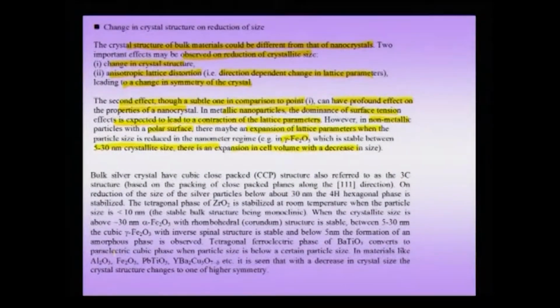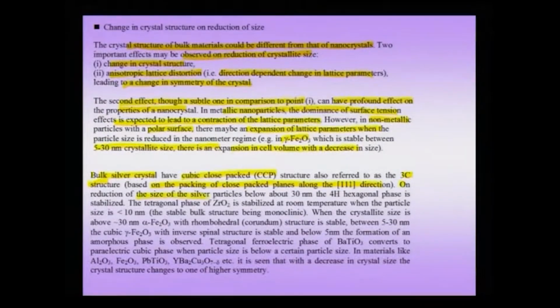Other interesting examples of change in crystal structure are the case of silver. Silver, as you know, is a cubic close packed crystal having an FCC lattice, and typically it has a 3C stacking structure. That means there is stacking of 1-1-1 planes along the 1-1-1 direction, and each one of these planes has hexagonal symmetry, but the overall symmetry along the 1-1-1 direction is threefold.